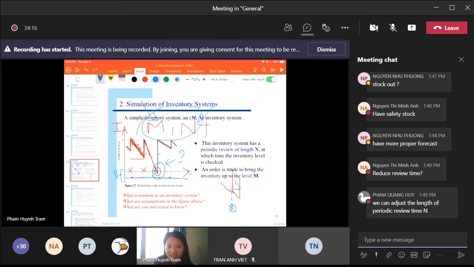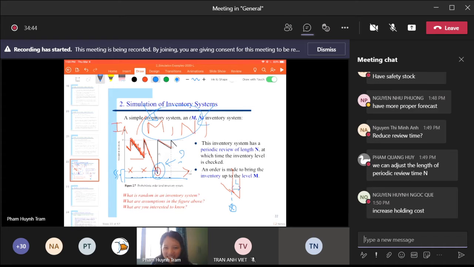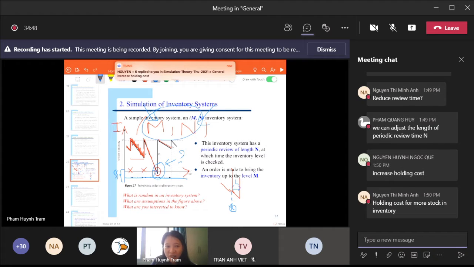stock out situations. But what is the cost associated with keeping more stock, or reviewing more frequently and placing orders more frequently? What are the costs we need to spend in inventory management? Holding cost. Right, we have holding cost.